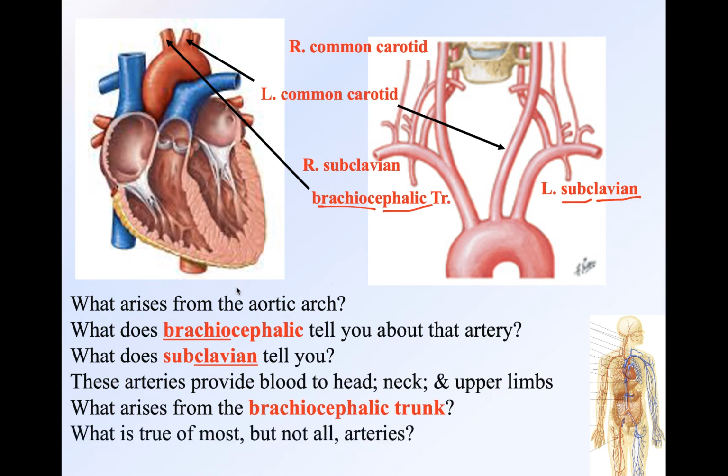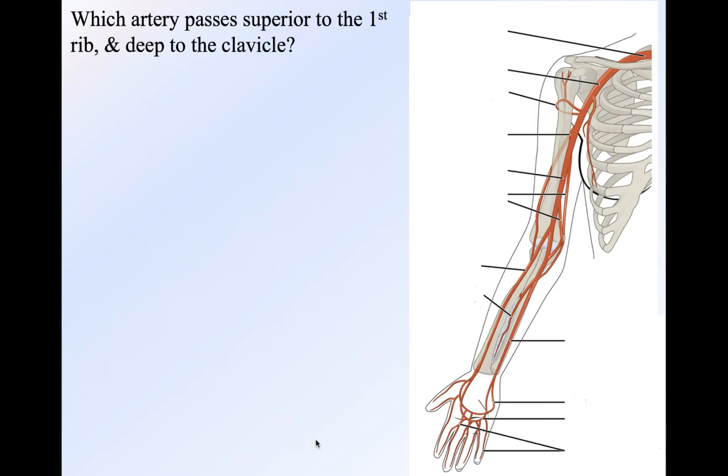Okay, what is true of most but not all arteries? Well, as you might be starting to figure out, in many cases, we have a left and a right. We have left subclavian, right subclavian, left common carotid, right common carotid. Now, as we saw in the previous slide, we don't have a right and left superior mesenteric. So it's not true of all of the arteries, but it is true for many of them.